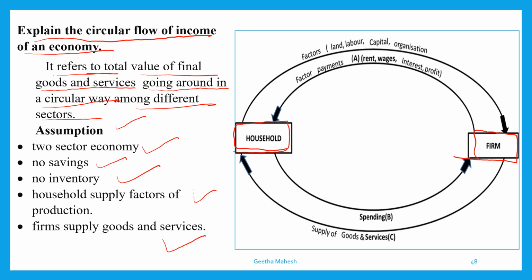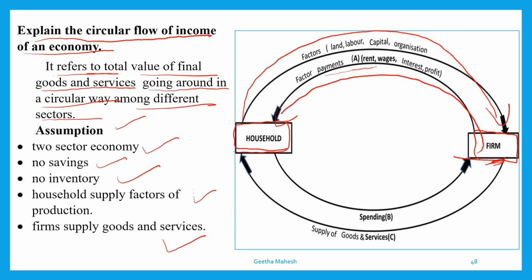Now household sector will supply factors of production to firm to produce goods and services. After receiving the service of factors of production, firm will make a payment to factors in the form of rent, wages, interest and profit.